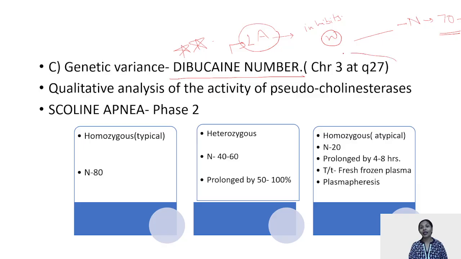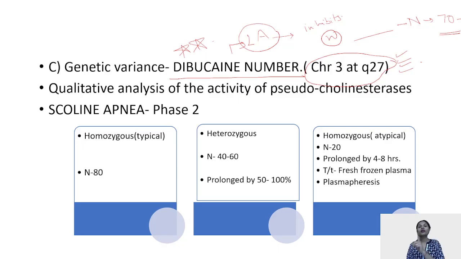The gene on which this genetic variance is present is on chromosome 3 at q26-27, and yes, this has been asked once: where is the chromosome for the atypical pseudocholinesterase enzyme, where is this genetic variance present? That is chromosome number 3. When you have atypical pseudocholinesterase, it's a qualitative defect in the body and not a quantitative defect. This qualitative analysis is done by using your Dibucaine.